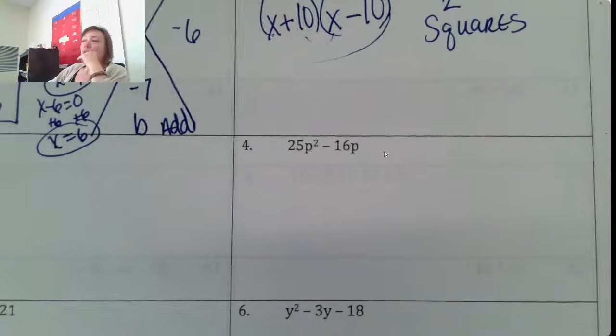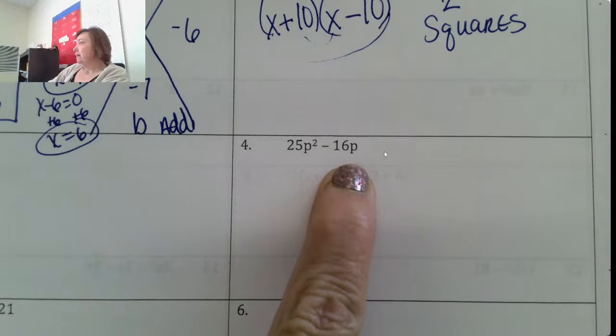All right, what about number 4? Is it though? It's not. Why is it not a perfect square? Difference of two squares. That dang P. Y'all see that P? If that P had not been there, it would have been. But because that P's there, it's not a difference of two squares.